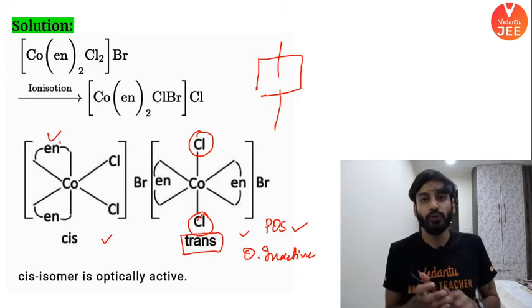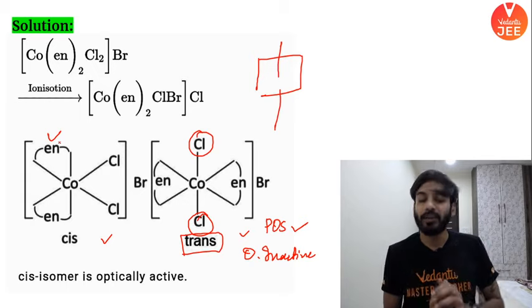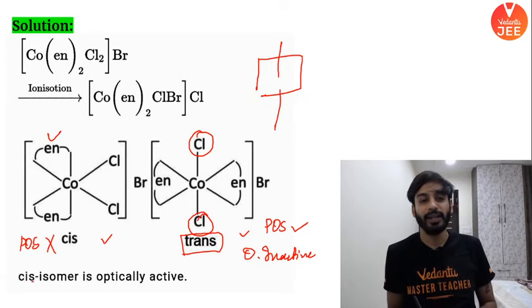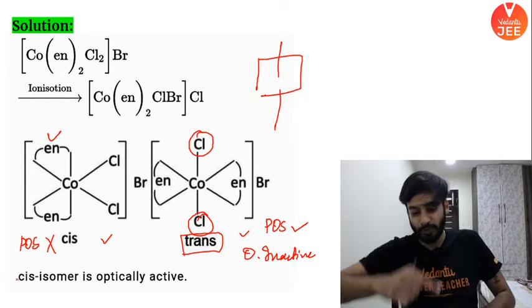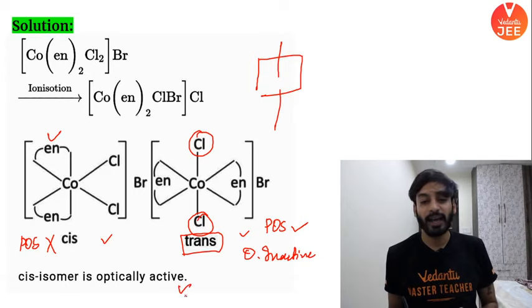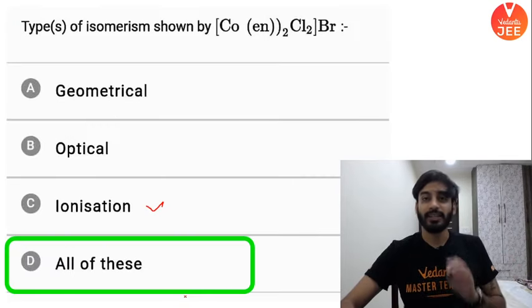No matter what you do, you can never apply any kind of symmetry here. So there is no plane of symmetry. Any side you can take, it appears as if you can get a plane of symmetry, but no, one bond is coming like this, one bond is going like that. So you will get no plane of symmetry. As a result, the cis isomer is optically active. That's why the answer was all of these. I hope it is clear and everyone understood.